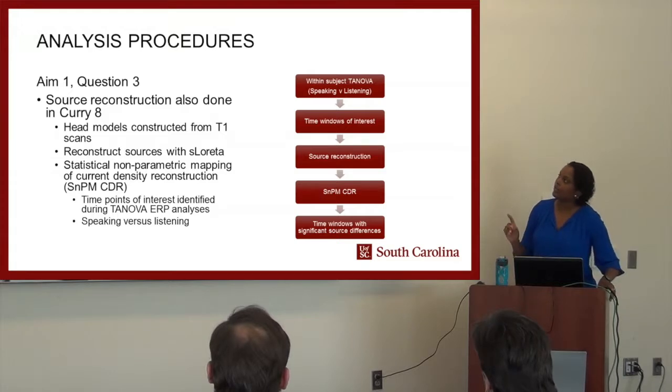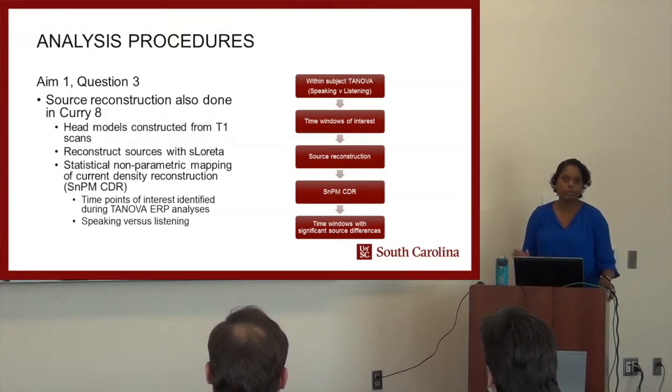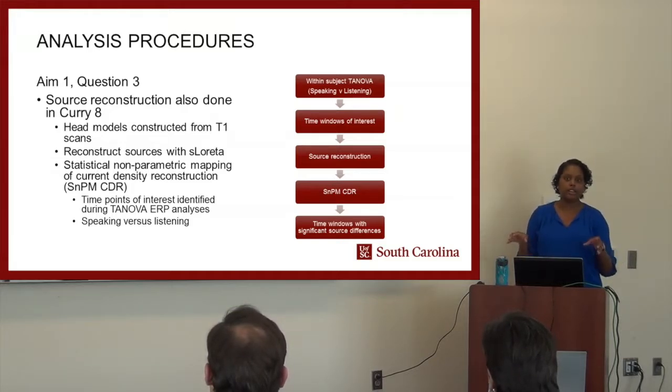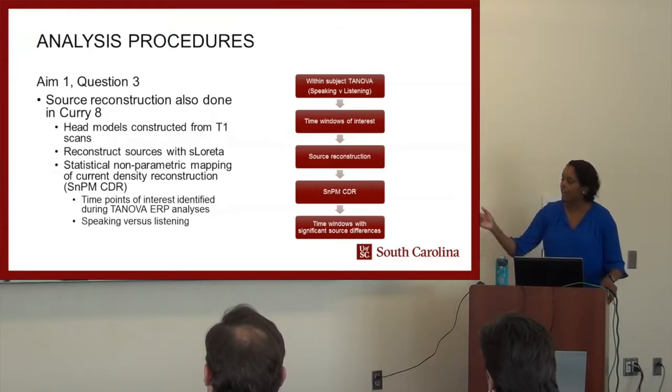So once those time windows were identified, sources were reconstructed for those time windows, and then we did a statistical analysis for the sources. That analysis is very similar. So you're looking at average sources for speaking versus listening in a single individual, and comparing to see whether the difference in those locations is statistically significant. And then we get the time windows that do have those significant differences.